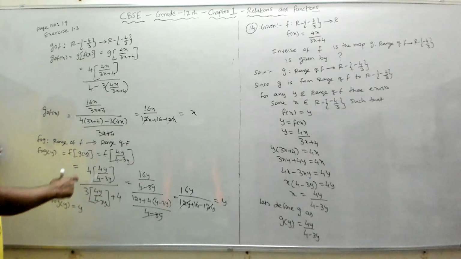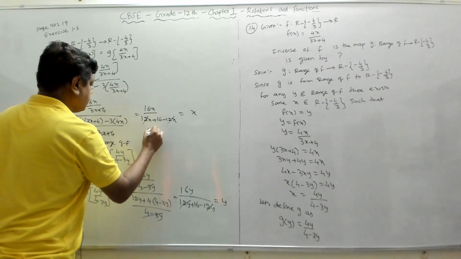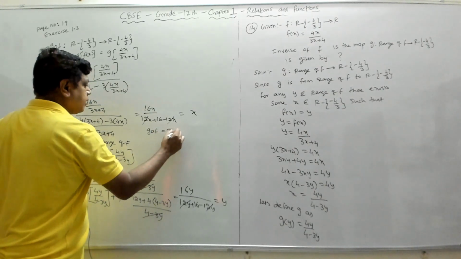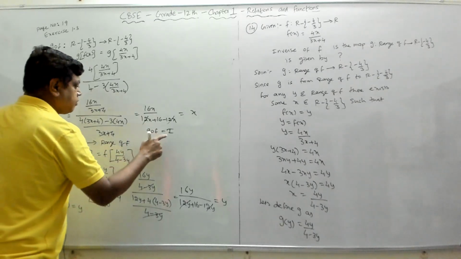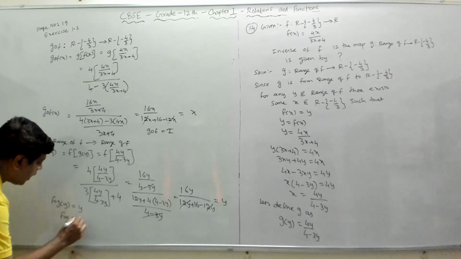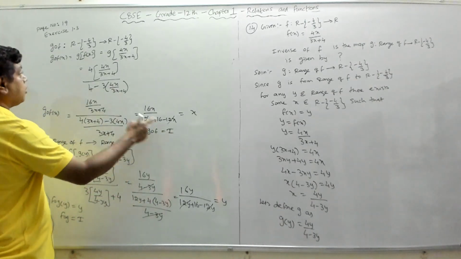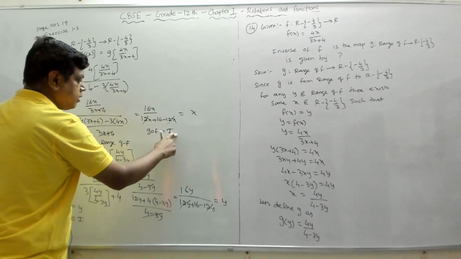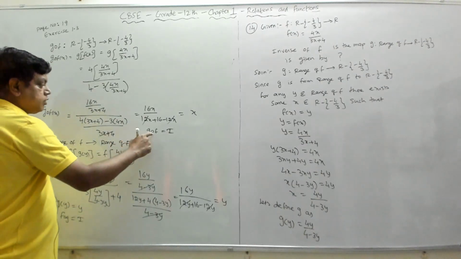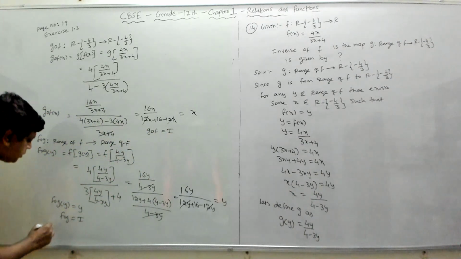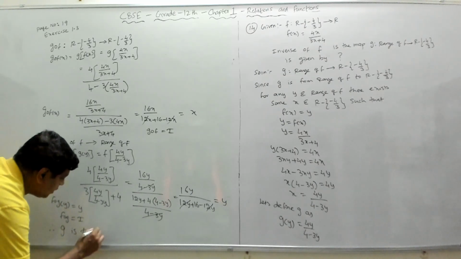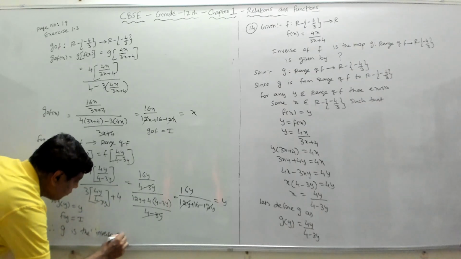Right? So here g of f of x equal to x, which means g of f is equal to I, the identity function. g of f is your identity function. So here also we got f of g of y equal to y, which means f of g is an identity function on this set, R minus 4 by 3. If you want, you can write the suffix below I, or you can leave it. This is range of f. So we have got g of f is also identity function, f of g is also identity function, therefore g is the inverse of f.